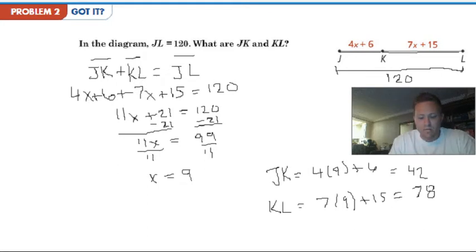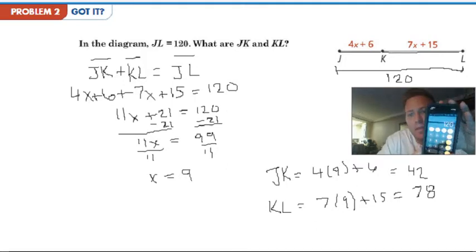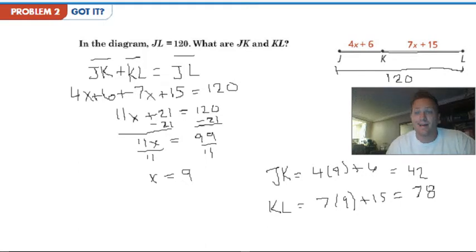So if I do 78 plus 42, boom. I even have my calculator on my phone right there. Boom, 120. They do equal, so I feel pretty confident that I got this problem right. Cool. All right, next one.